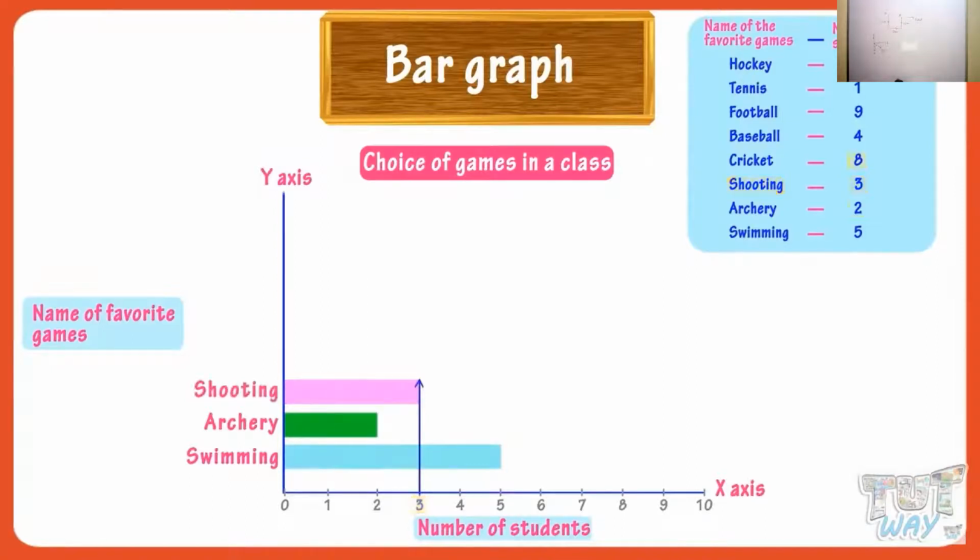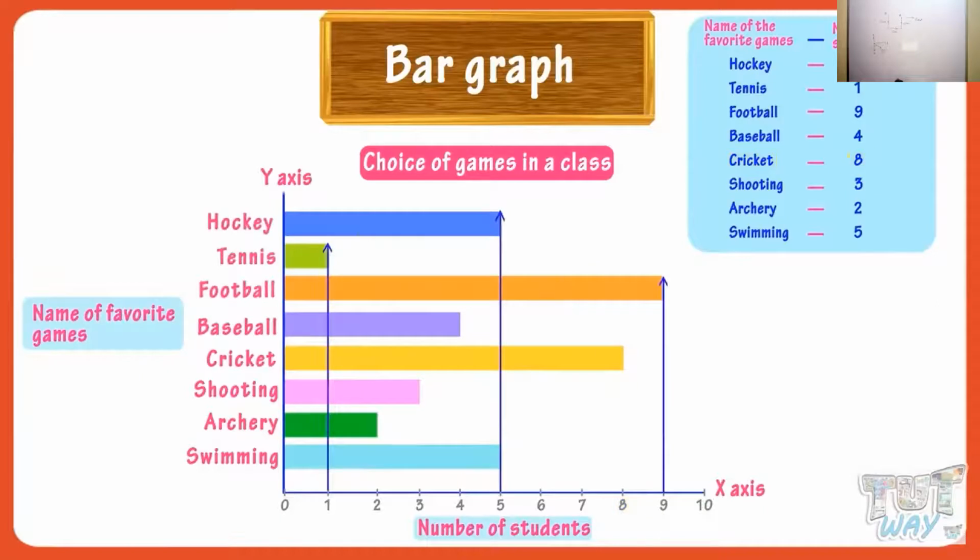Now it's given that 8 students like cricket the most. So make a rectangular bar on y-axis up to the mark of 8 and label it with cricket. Similarly, we can draw bars for all, and our graph will be ready. This is a graph where the rectangular bars are drawn horizontally on the y-axis, and the scale is drawn on the x-axis. Let's read the graph.